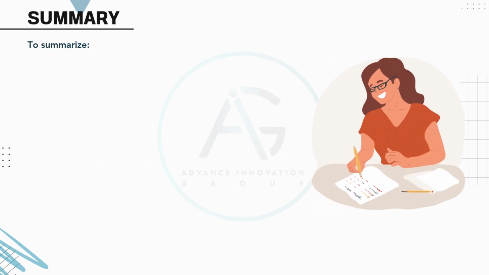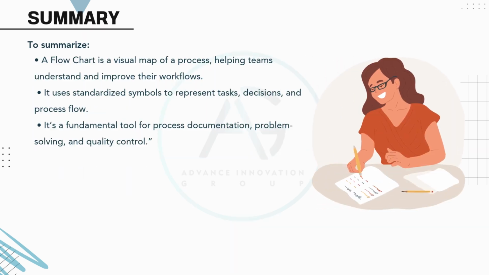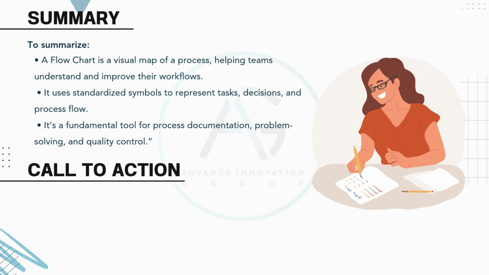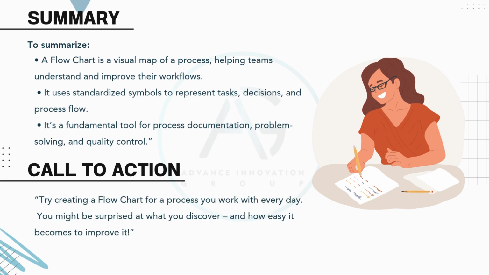Summary. A flowchart is a visual map of a process, helping teams understand and improve their workflows. It uses standardized symbols to represent tasks, decisions, and process flow. It's a fundamental tool for process documentation, problem solving, and quality control. Call to action: try creating a flowchart for a process you work with every day. You might be surprised at what you discover and how easy it becomes to improve it.